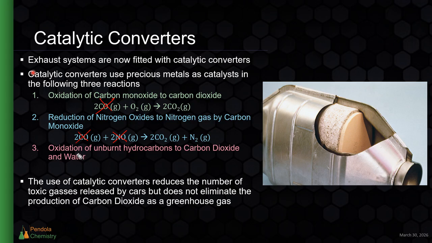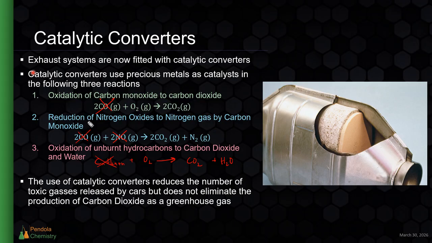Finally, the oxidation of the unburnt hydrocarbons that we talked about, the VOCs, also gets catalyzed here, and it creates carbon dioxide and water. So essentially, all those unburned hydrocarbons, CnH2n+2, because it can be a lot of different hydrocarbons, reacting with oxygen, this is going to get sped up to create carbon dioxide and water. Again, this gets rid of another pollutant, which is the unburned hydrocarbons.